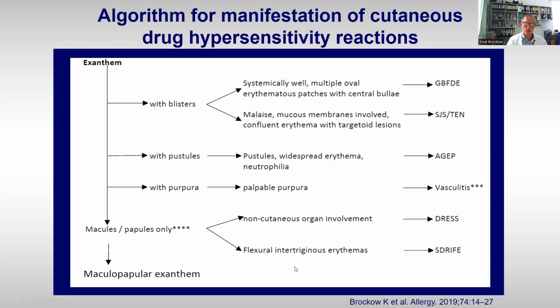If you have a normal maculopapular exanthem in atypical places, in this case flexural intertriginous places, then you have a systemic drug-related intertriginous and flexural exanthem. And if you don't have these specific features, you have the typical one, the maculopapular exanthem, which occurs in the majority of the patients.